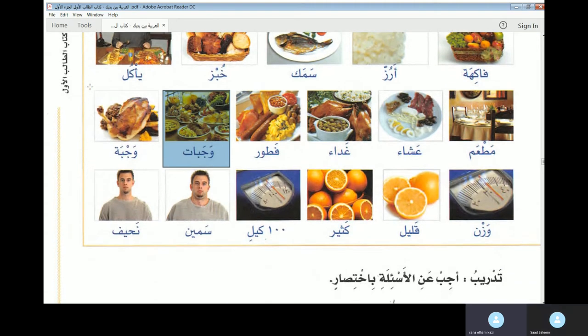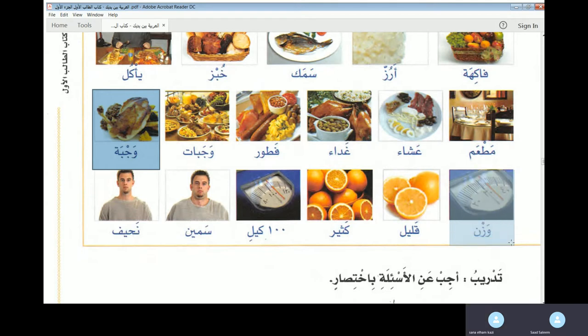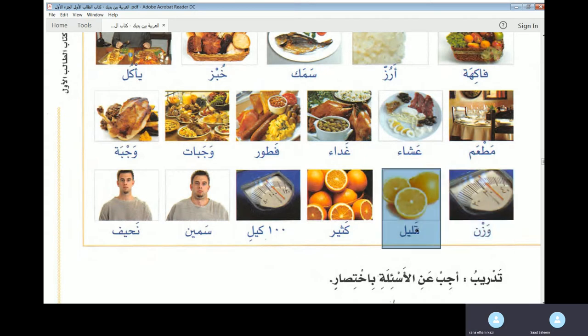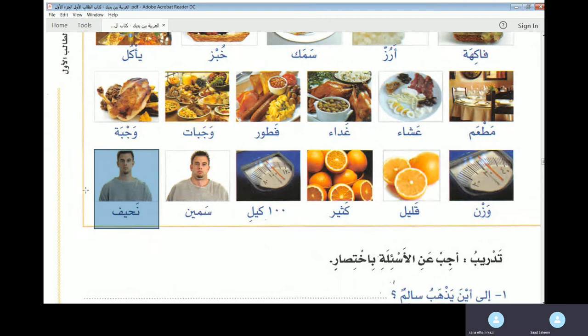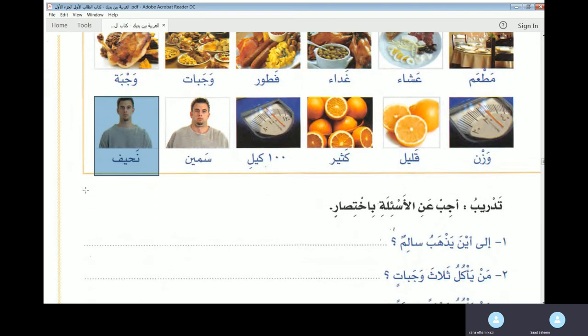And wajabat, meals. Wajba is one meal. Okay. Wazan, weight. Khalilan is little. Kasiran is much more. Yes, kasir means too much. Niyatu, healer is hunt. Taksila, fat. Saminun, fat, okay. Skinny. Yes, skinny.